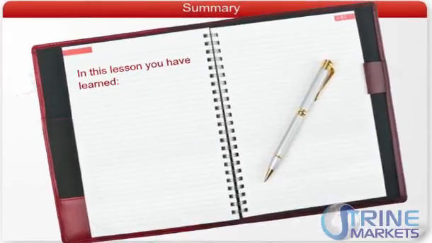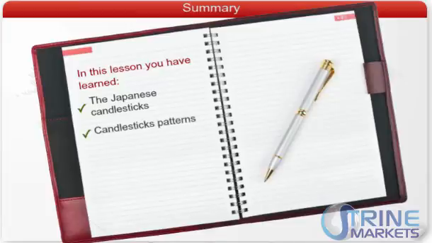Summary. In this lesson, you've learned in depth about Japanese candlesticks. You've learned that the candlesticks create recurring patterns. You've learned how to identify the patterns created by them and how to predict market direction based upon them.